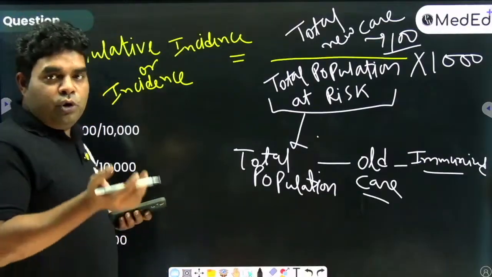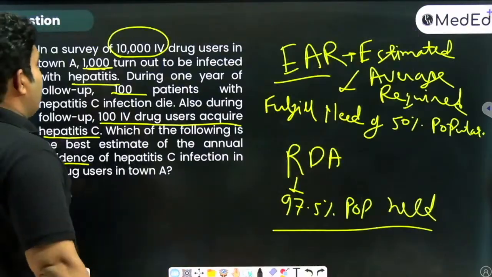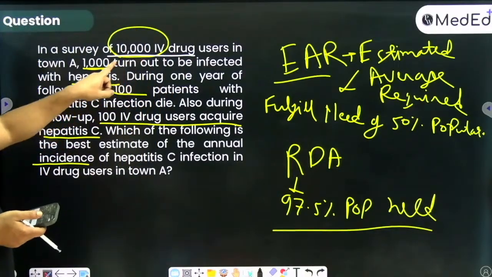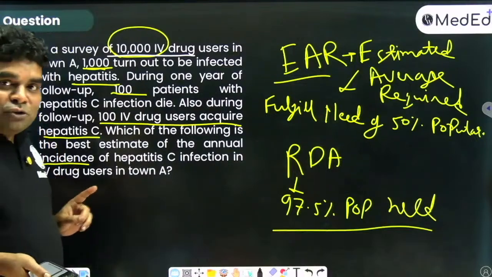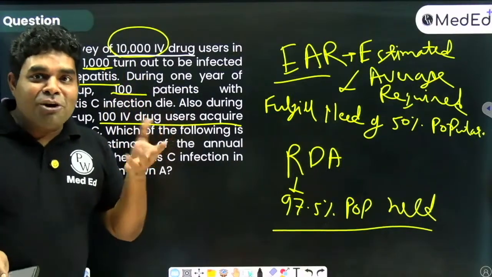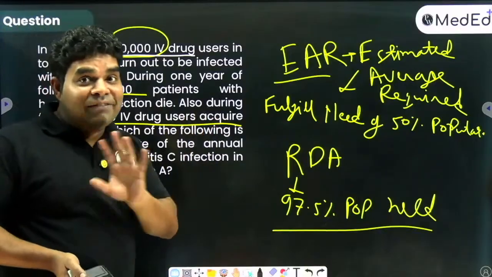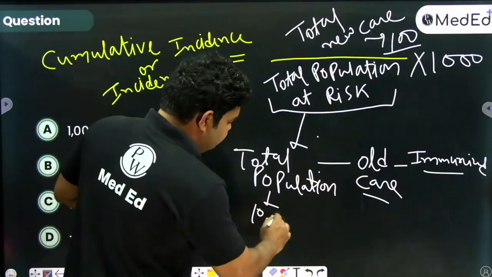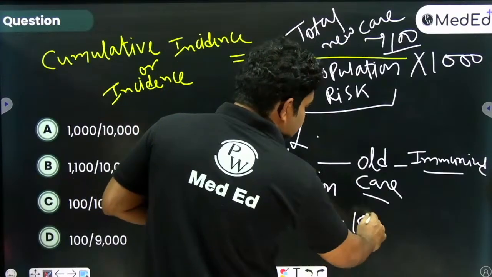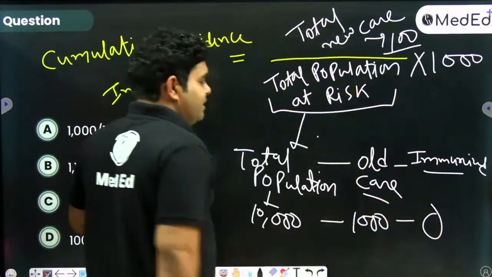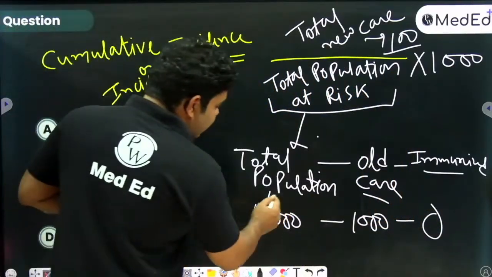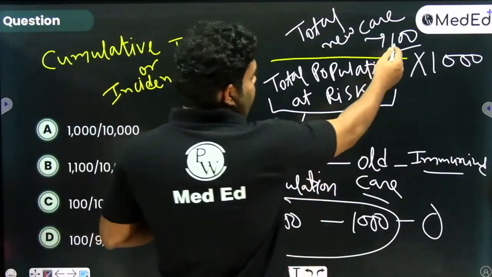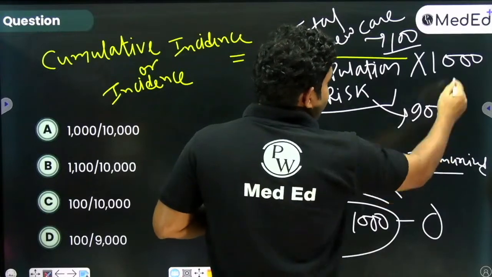So let us now go to our story. In our story, there were 10,000 total population of IV drug users, but out of this 10,000, 1,000 were old cases. Because these 1,000 were old cases, they are not at risk of hepatitis C now. They will not develop it. So what will be the cumulative incidence here? Total population is 10,000 minus old cases, which is 1,000, and no one is immunized for hepatitis C, so this is 0. That means the denominator is not 10,000, the denominator will become 9,000. So it is 100 by 9,000 into 1,000.